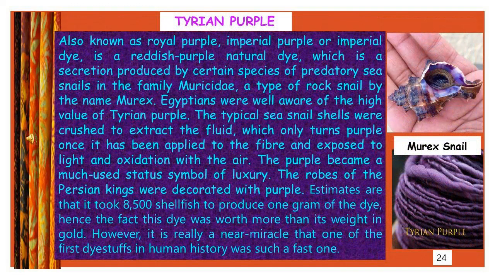Dyed purple, also known as royal purple, imperial purple or imperial dye, is a reddish purple natural dye which is a secretion produced by certain species of predatory sea snails in the family Muricidae, a type of rock snail by the name Murex. Egyptians were well aware of the high value of dyed purple.